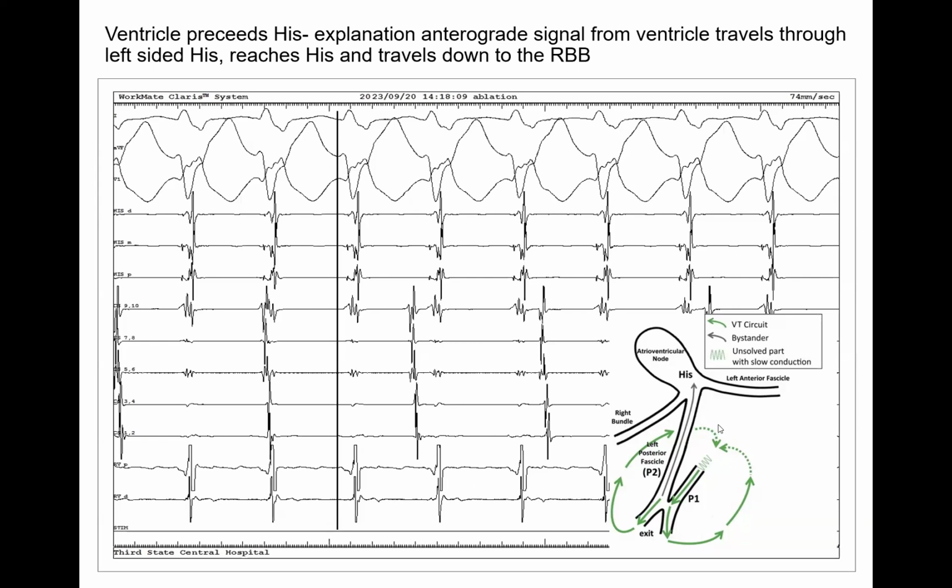So how did it happen? The ventricular impulse goes through the left posterior fascicle up to the His area, and from the His it reaches the AV node and back to the right bundle. That's why the His and the right-sided catheters' ventricle is buried in the ventricular potential. So the HV is very short and buried in the ventricular potentials.